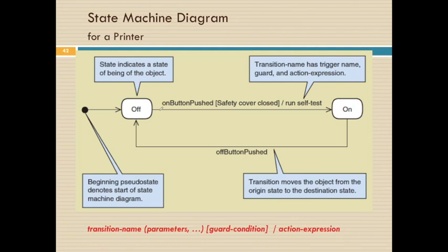The origin state is the current state before we run the transition, the process. After we run the transition, it will move to the destination state. So those are states.